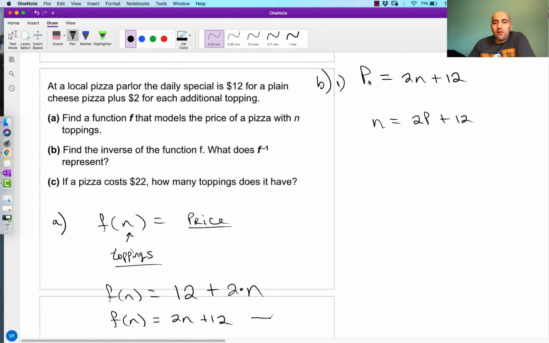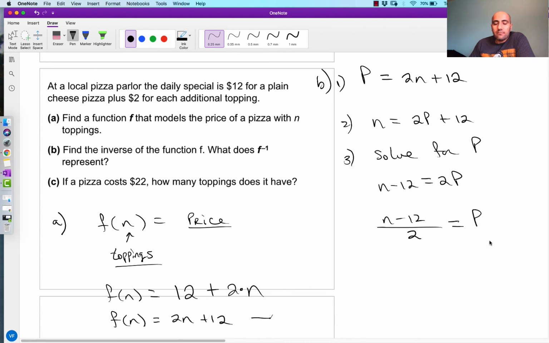Step 3 was to solve for the opposite, right? So instead of solving for n, we're going to solve for p. Normally we have a y and an x, and then we interchange and still solve for y. Okay, so then we subtract 12 from both sides. n minus 12 equals 2p, divide both sides by 2, and we get n minus 12 divided by 2 equals p.